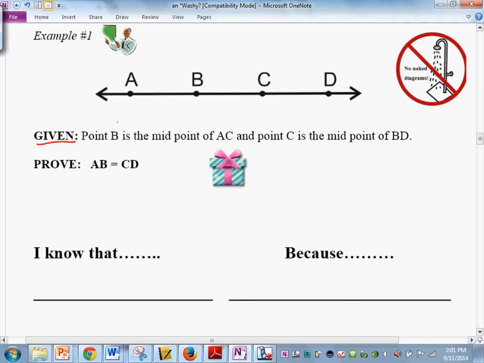Ready? Point B, so circle B, is a midpoint. So I just write midpoint, abbreviated, of A to C. So I'm going to bracket A to C and hatch marks. That's because of that word midpoint.